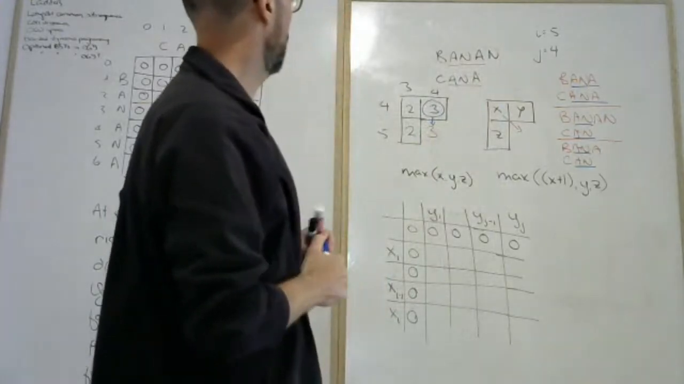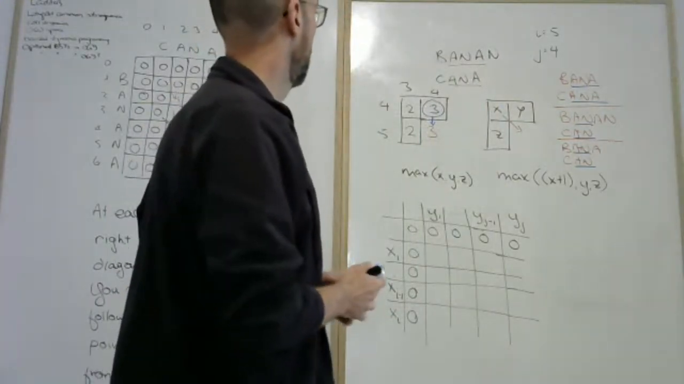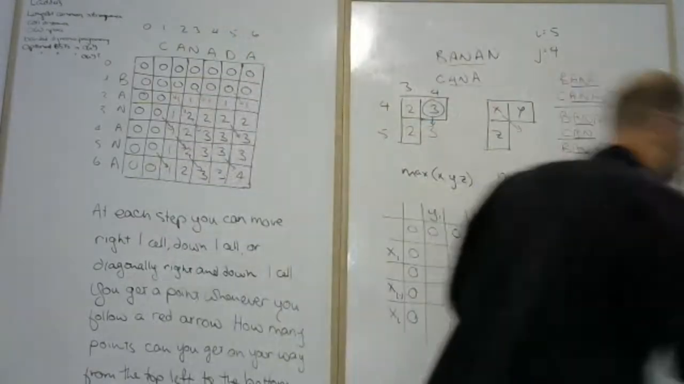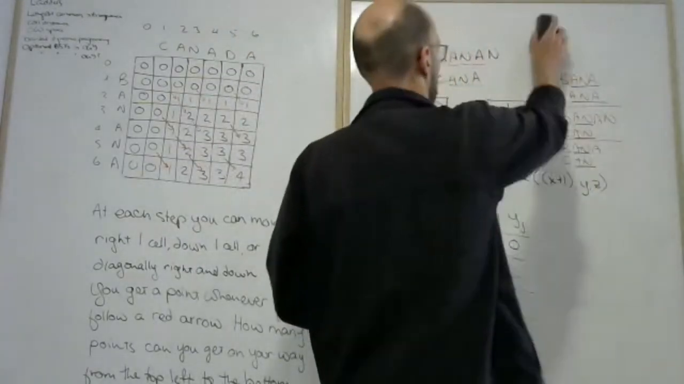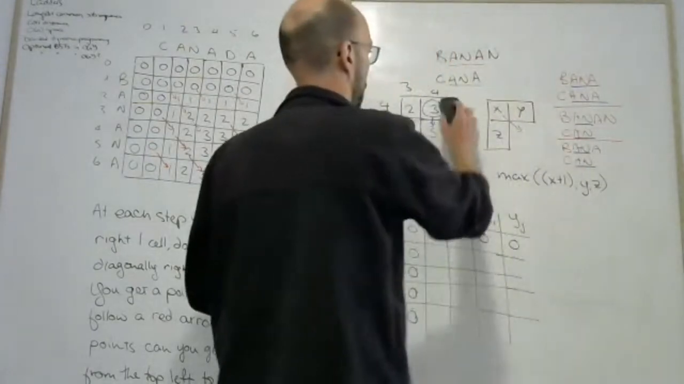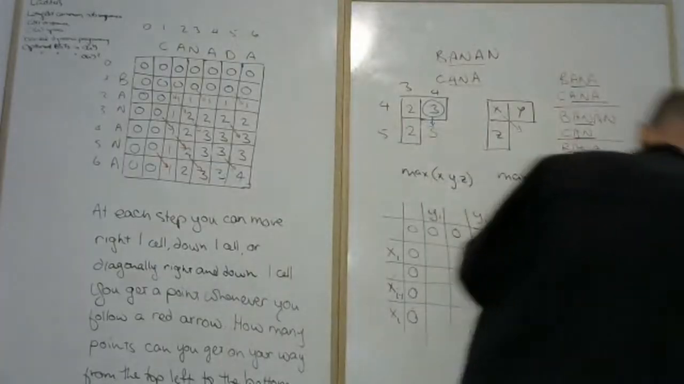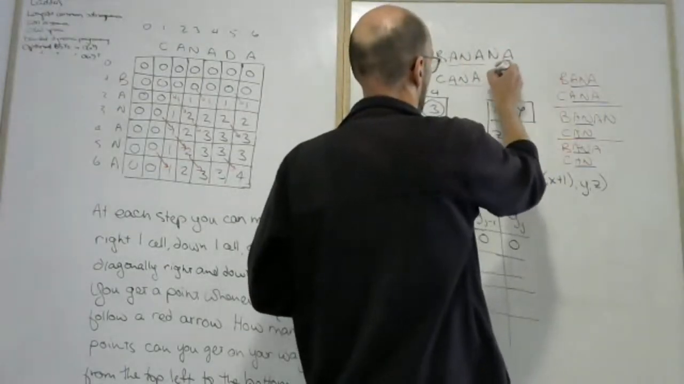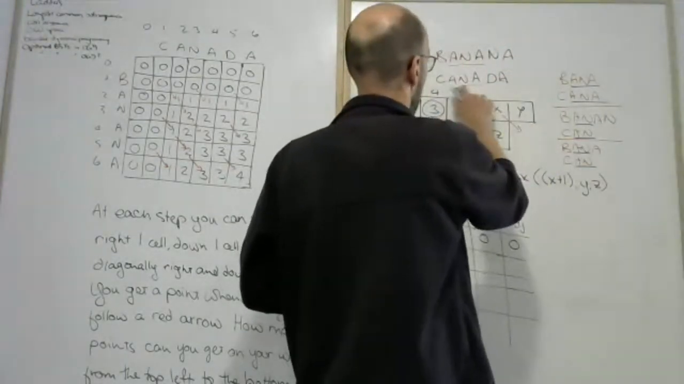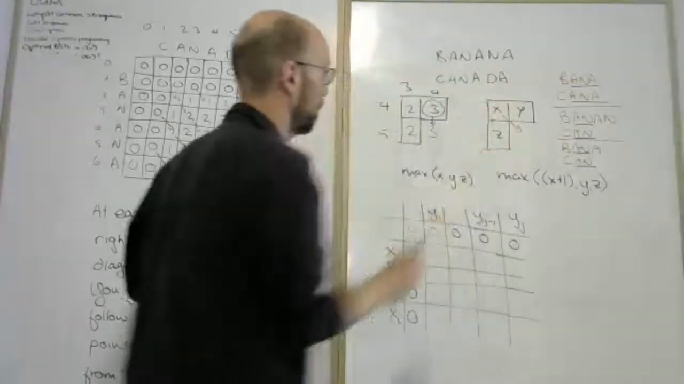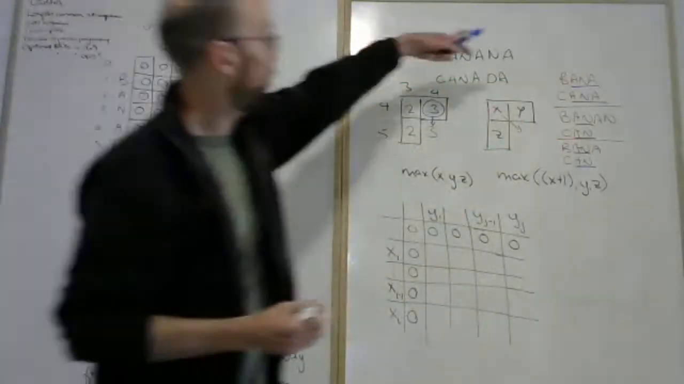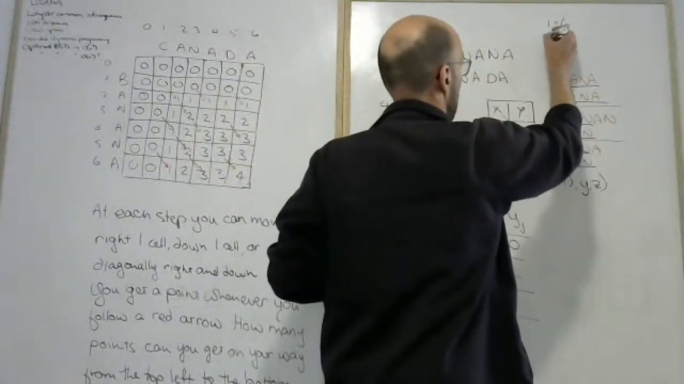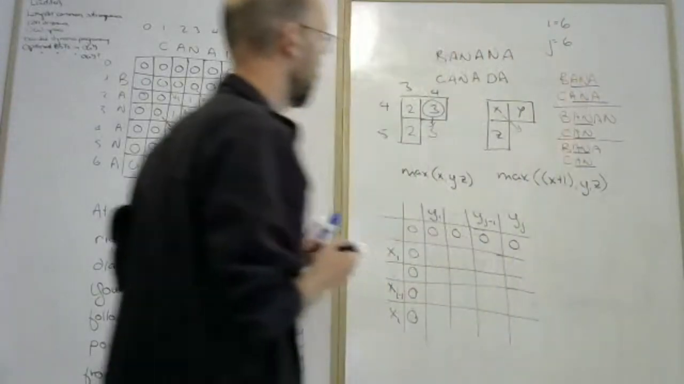Okay, so let's look at the other case, because I really want you to understand this stuff. Let's look at the case where it's banana and Canada. This is the case where the two final characters do match. So this is I equals 6, J equals 6. Okay?